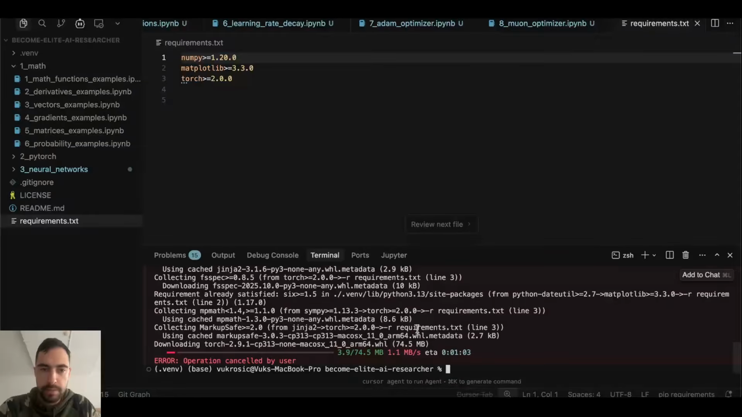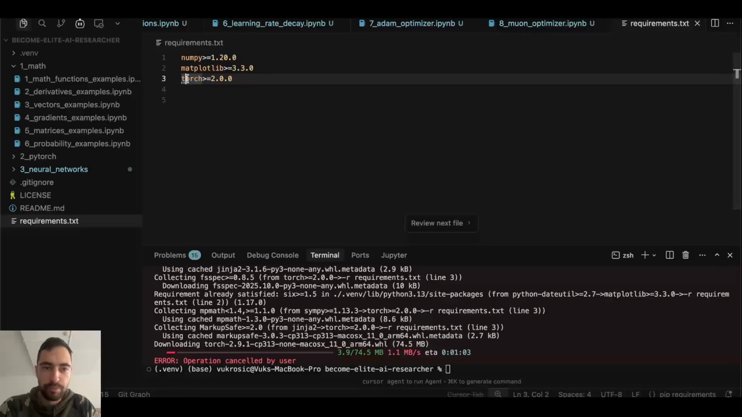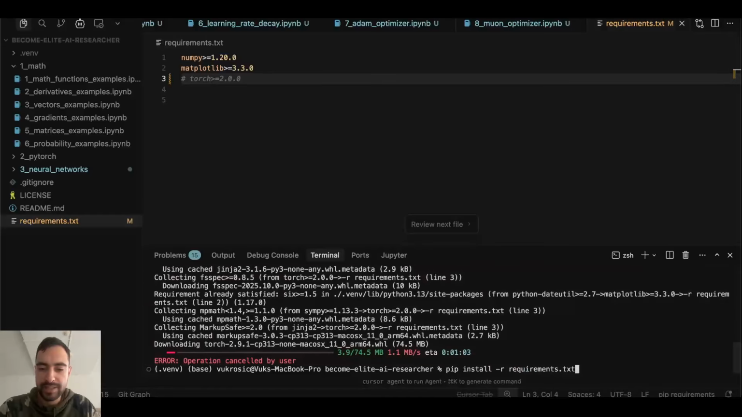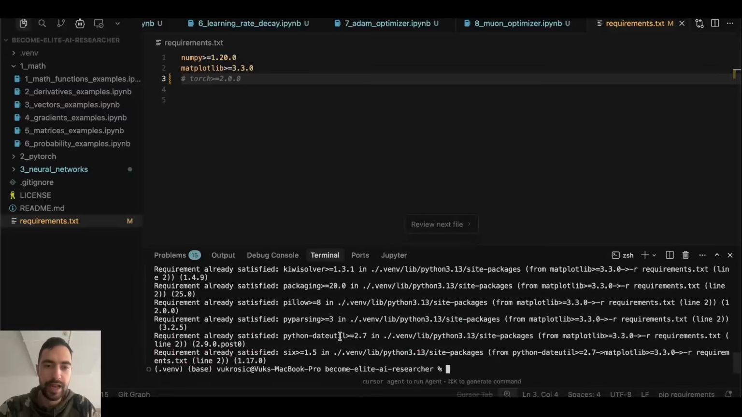But actually, I don't want to install PyTorch because for the PyTorch tutorials, I'm gonna use Google Colab. So I'm just gonna install NumPy and Matplotlib and then I'm gonna comment out PyTorch. So let me do the installation again. Okay, now this is already installed. So let's start with the maths.